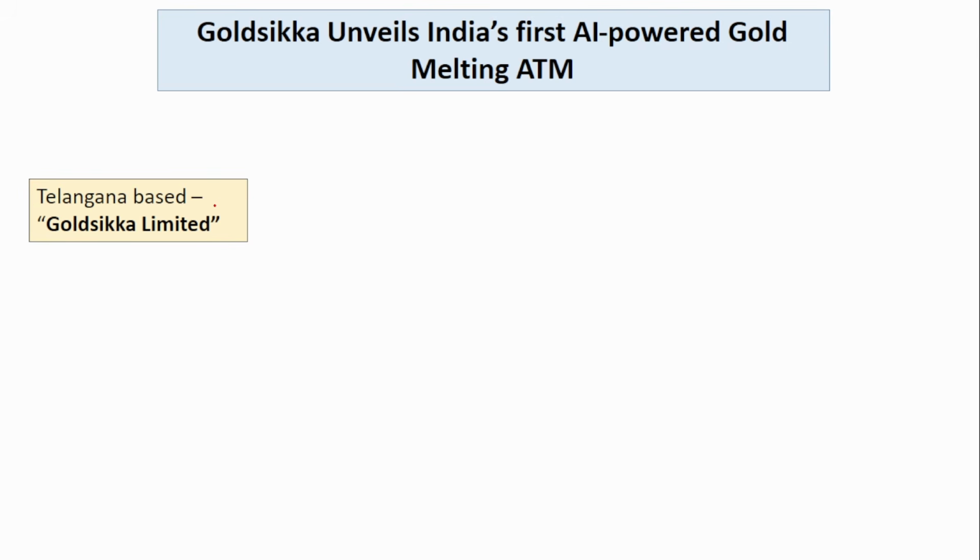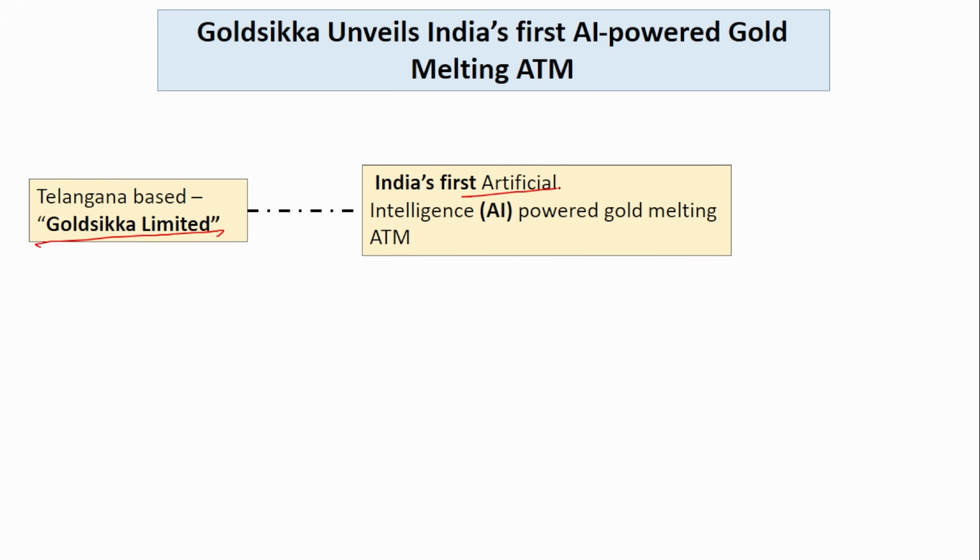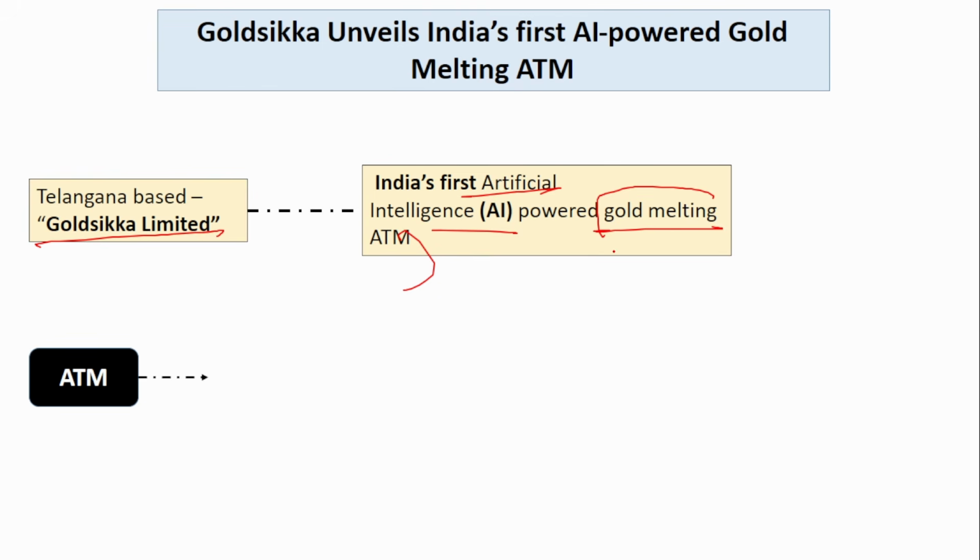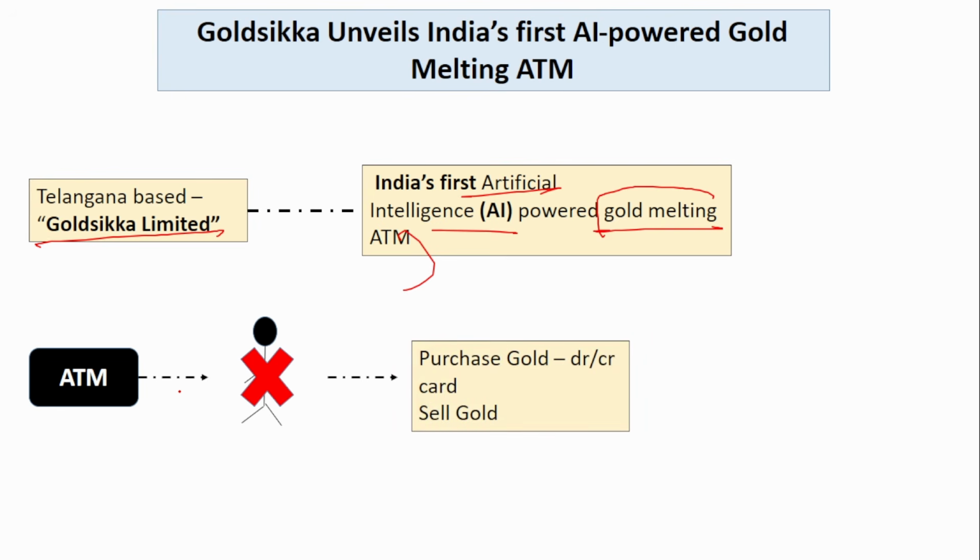Next, if you see Telangana based Gold Sikka Limited. Remember Telangana based Gold Sikka Limited. It is India's first artificial intelligence powered gold melting ATM. So it is the first AI powered gold melting ATM. So what will it do? If you see in this ATM, there will not be any manpower for this process.